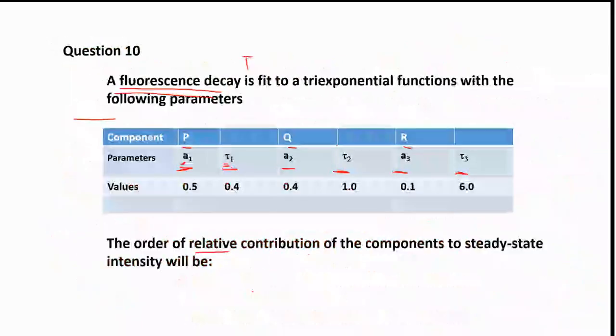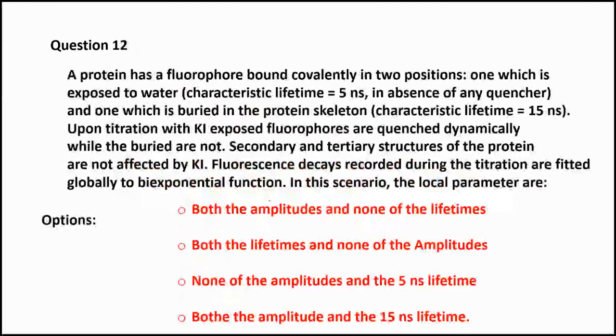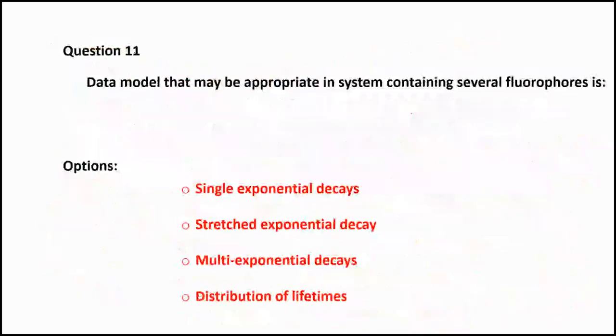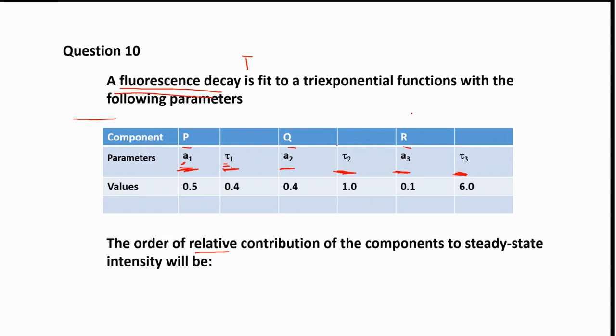Okay, so just go back to this question. When you go back to this question, here it is a tri-exponential function where the parameters are given to you, a1 and tau 1, a2 and tau 2, a3 and tau 3. Okay, so if you want to calculate the relative contribution of a, here the amplitude is 0.5 and tau, the average lifetime, is I think 0.4 if I'm not wrong. We'll try to write all the things together, 0.1, 4, and 0.1 and 6.